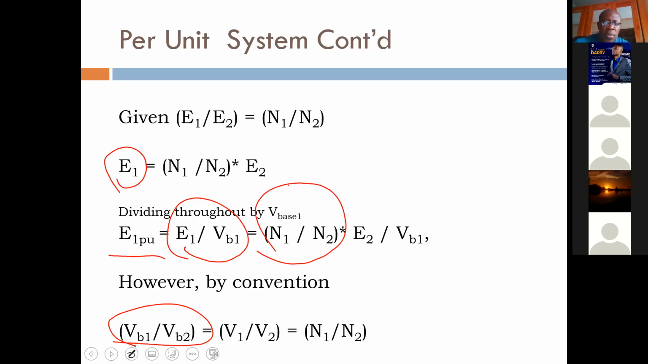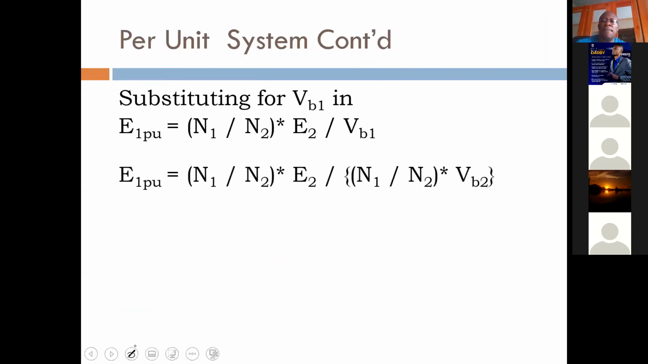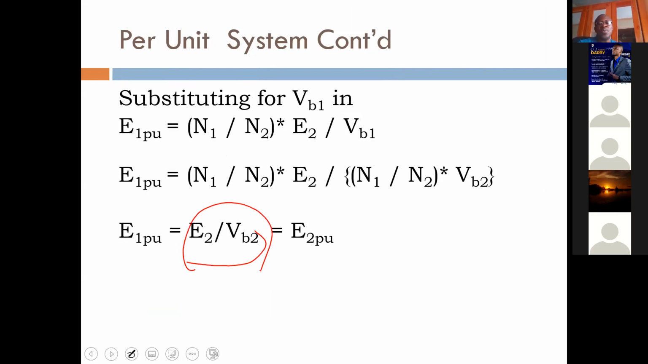All right. So if I make that substitution, we'll be left with E2 over VB2, which we know is E2. So it means that E1 per unit is equal to E2 per unit. So I've proven that. But we can do the same thing with respect to the current, to show that I1 per unit would be equal to I2 per unit.